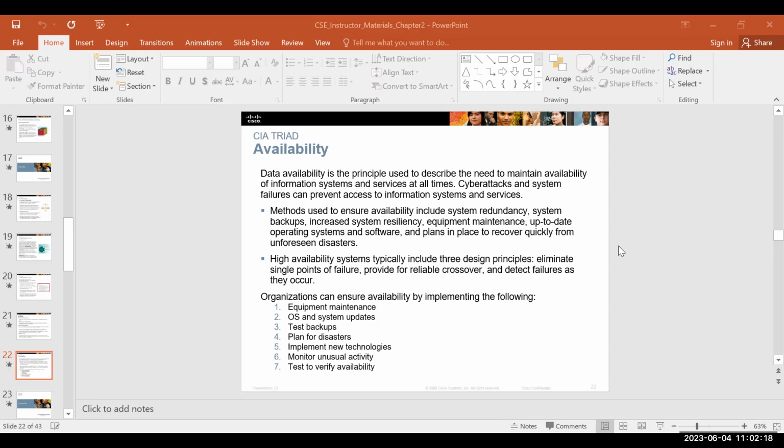Some of the methods used to ensure availability include system redundancy. What do you mean by system redundancy? If you have a network and you only have one edge router, then your network doesn't provide redundancy. There should be an alternative edge router with an alternative internet service provider, so that if one router is down, the other one should work and you will not experience downtime.